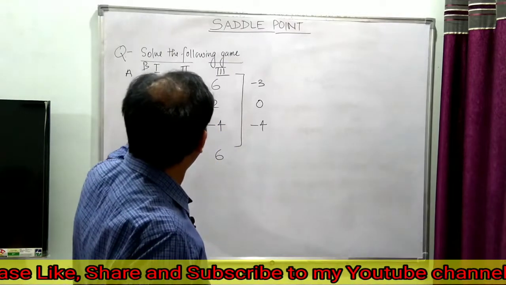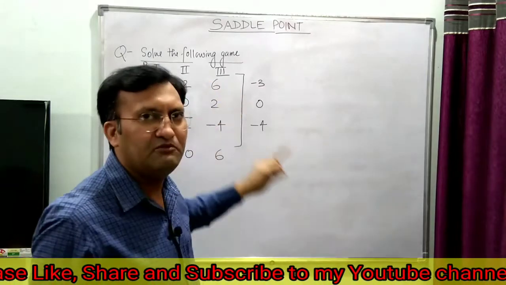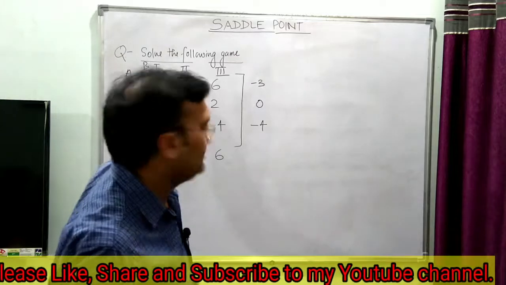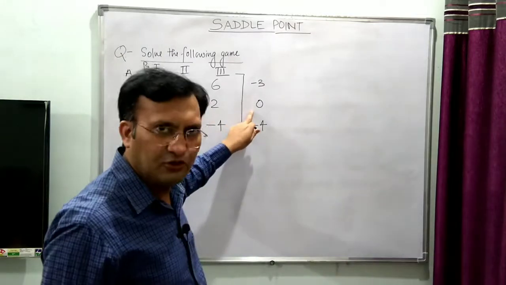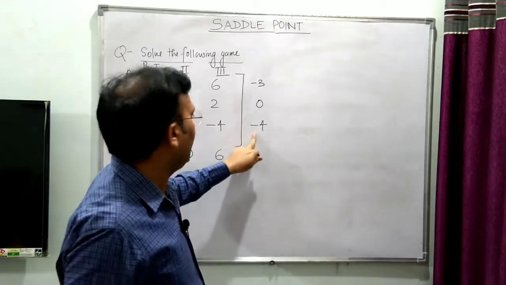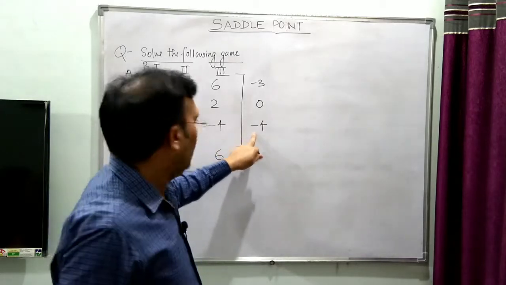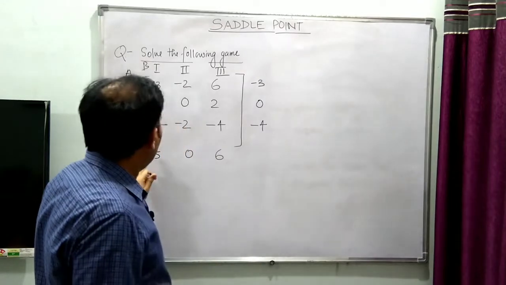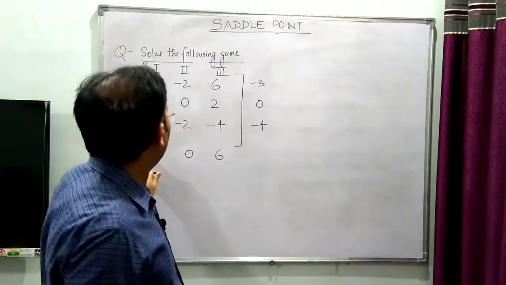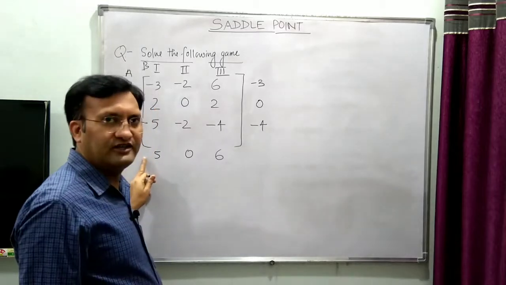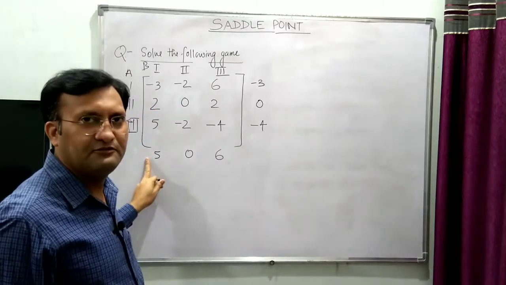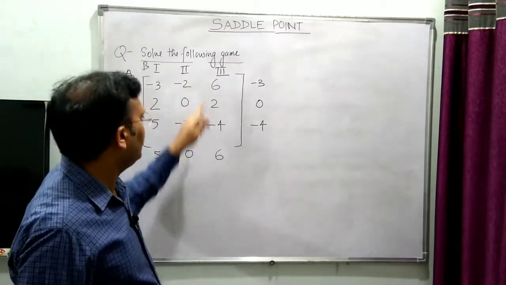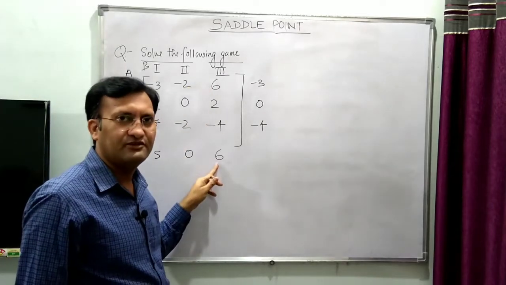Now see, again I am repeating what I have done. In row, I have found out the minimum element. So for first row, minimum is -3, for second row minimum is 0, and for third row minimum is -4, right? And what we have done in column, we have found out the maximum element. So for the first column, look at the board, the maximum element is 5. For the second column, the maximum element is 0, and for third column, the maximum element is 6, right?